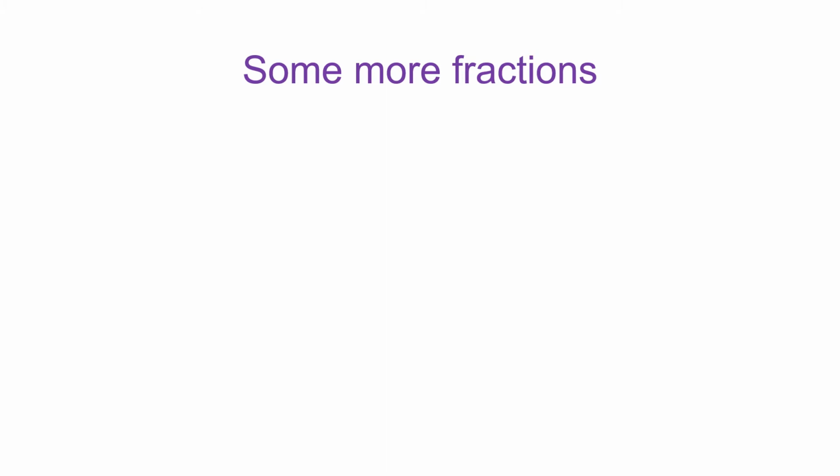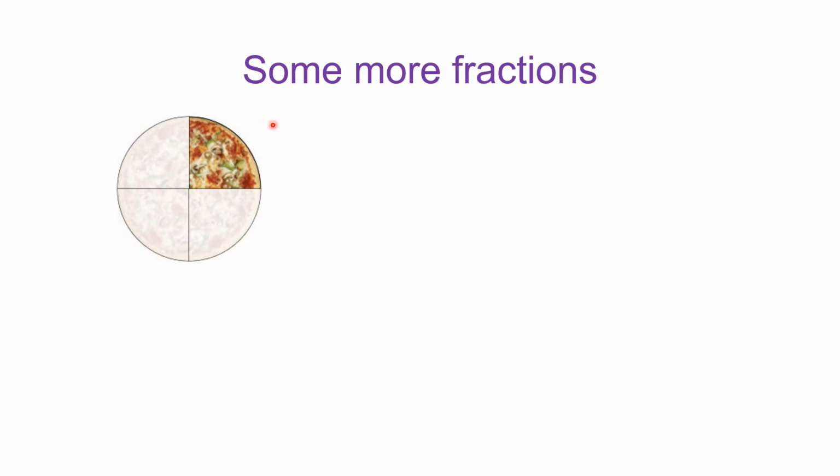Some more fractions. Look at this picture. It is a pizza. It is divided into 4 equal parts, but we can see only one piece of pizza. 1 out of 4 equal parts. So it can be represented as 1 by 4.